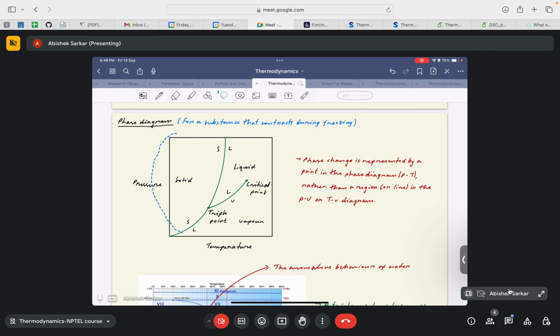Okay, monotonically means it will continue to decrease, it will continue to contract as we freeze it. Or the density of the substance will continuously increase when you freeze it. So that is for that substance, this particular PT diagram, or the phase diagram.